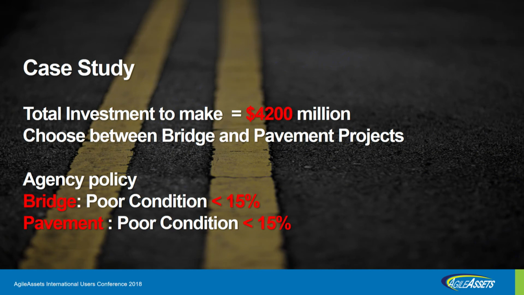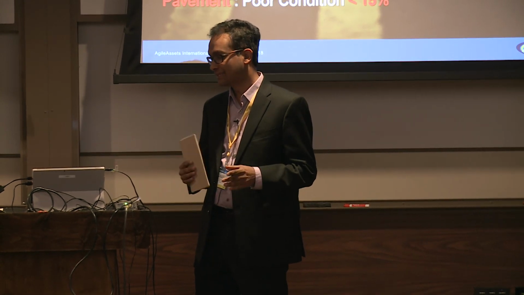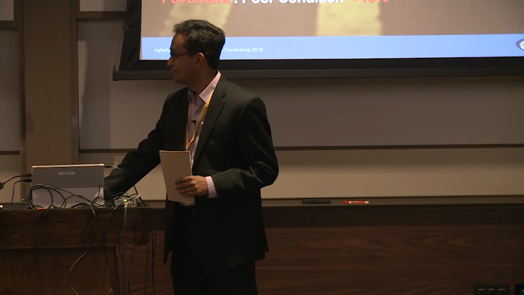So in this case study, we have $42 million of investment money, and we have to choose between bridge and pavement projects. And the agency has a constraint: we cannot have a poor condition for the bridge or the pavement. Less than 15% of the condition should be poor, that is the threshold. We cannot go beyond that. So let's take a look.